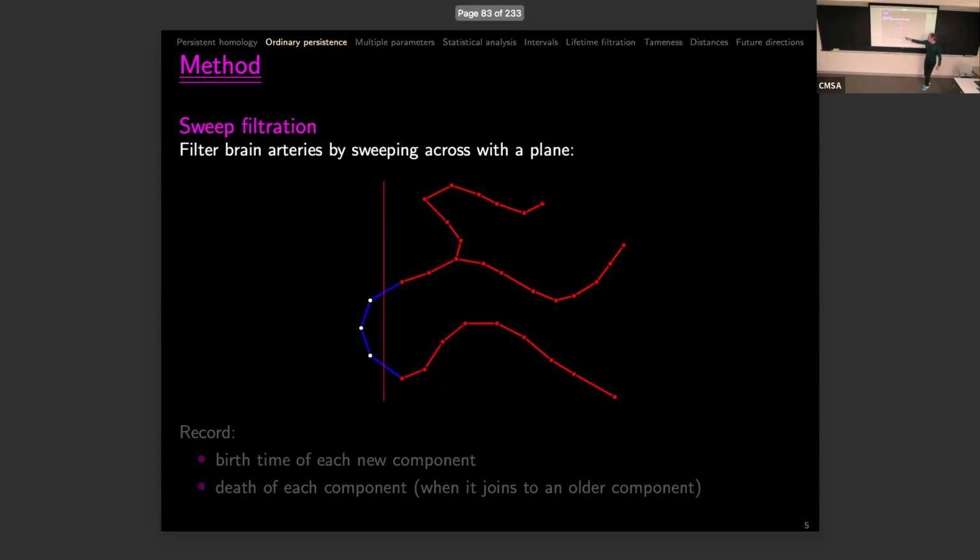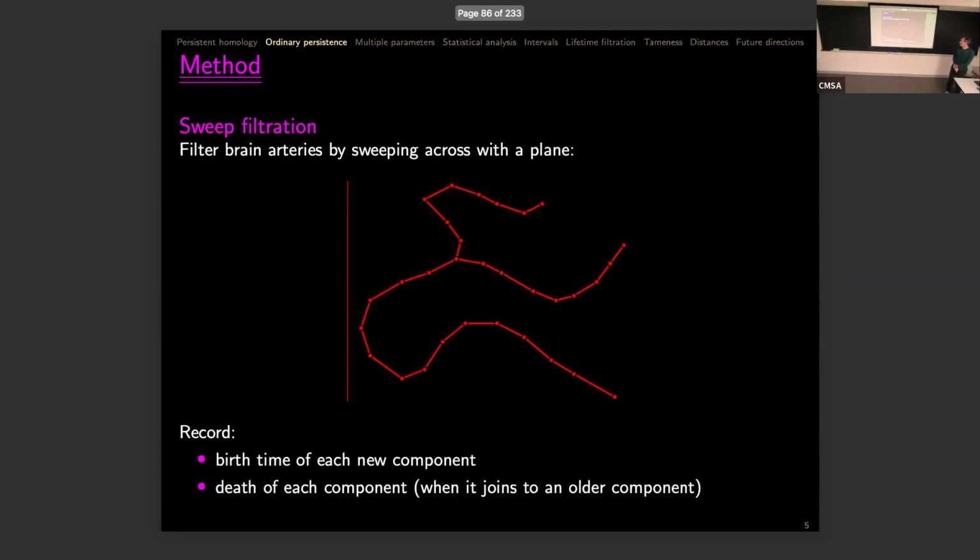And then when you get to the very end, on the left, you're going to see that now you have just one connected component in total. Now, what are you supposed to record? You're supposed to record what's called a barcode. So here's how you get barcodes out of this.